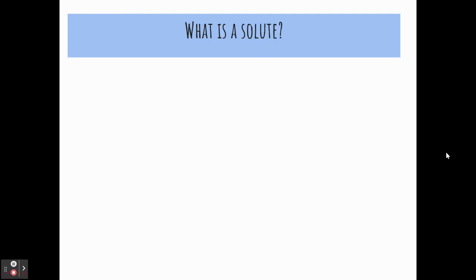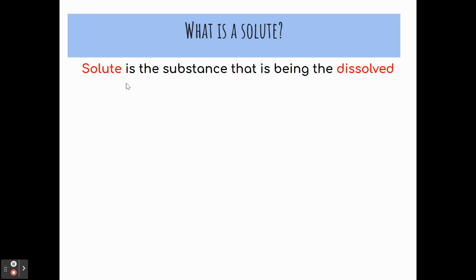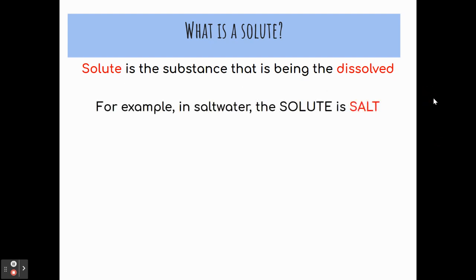So there's different parts to a solution. There's a bunch of S words that you're going to learn here. Solute is the substance that's being dissolved. For an example, in salt water, you've got salt and water mixed together, right? And it creates salt water. Your solute is the salt because the salt is being dissolved in water. So salt is being dissolved in water. That is your solute.